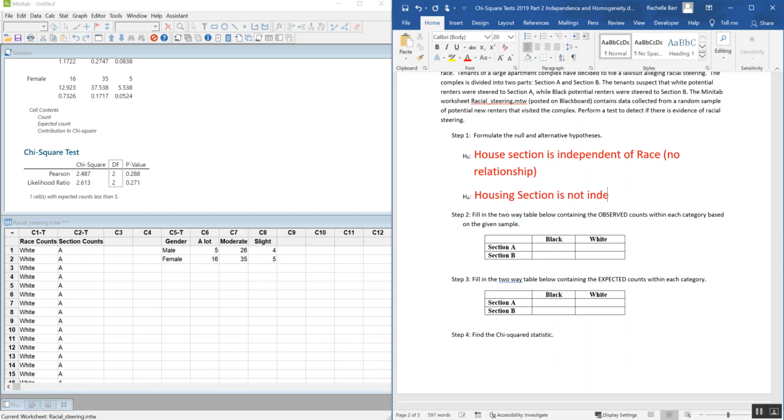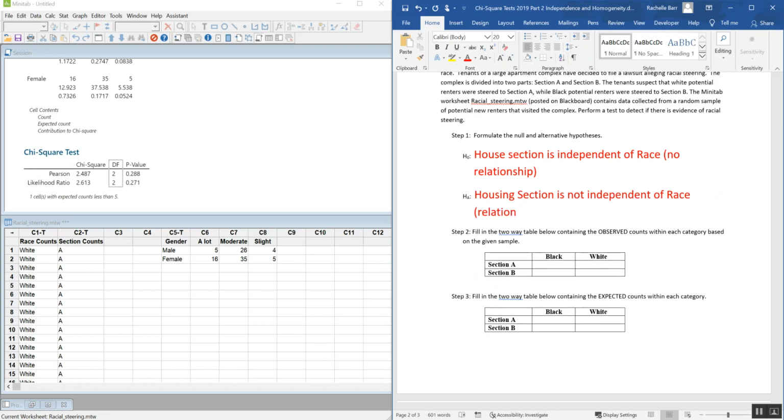Housing section is not independent of race. And this is the bad one. This is the racism one. I just wanted to write racism. Yay. Relationship. No, not yay to racism. Oh, this is so awkward.